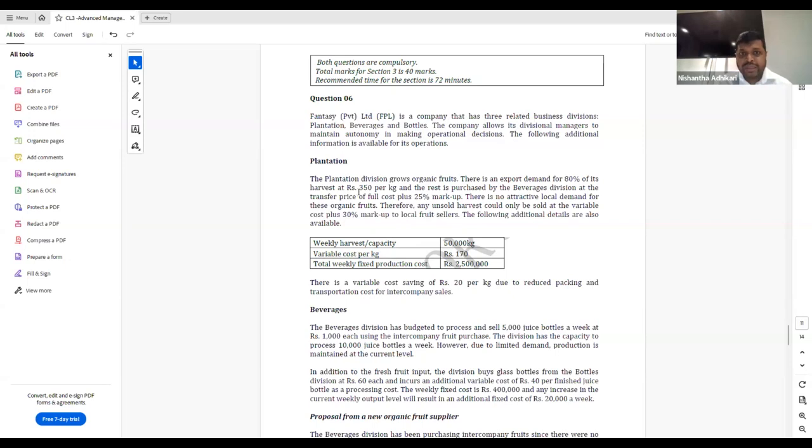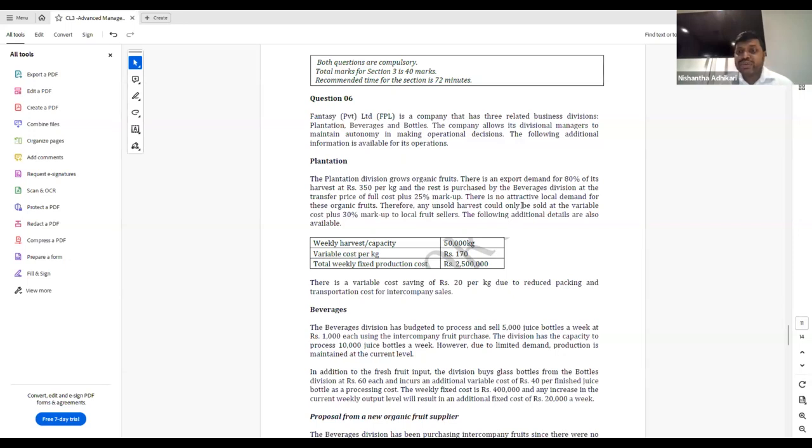All right. Plantation. The plantation division grows organic fruits. There is an export demand for 80% of its harvest at 350 per kilogram, and the rest is purchased by the beverage division at the transfer price of full cost plus 25% markup. Internal sales and external sales. Then if it is sold internally, there will be a transfer pricing problem.